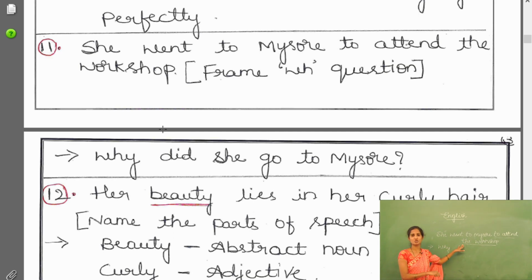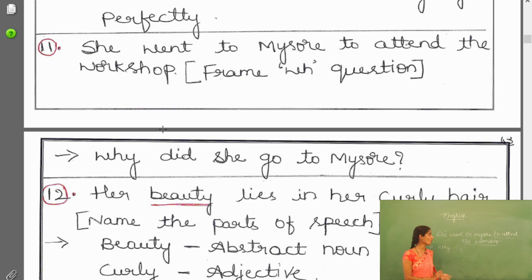To attend the workshop, only then could I identify why I have to use it. And after that, you have to place the helping verb. Children, I have told you, when there is a helping verb in the statement, you have to use the same helping verb. For example, she is going to Mysore means, why is she going to Mysore? She has gone to Mysore means, why has she gone to Mysore? Like that you have to use.